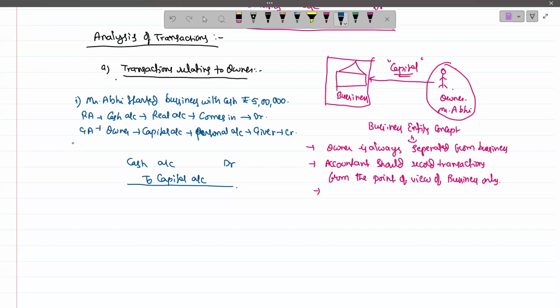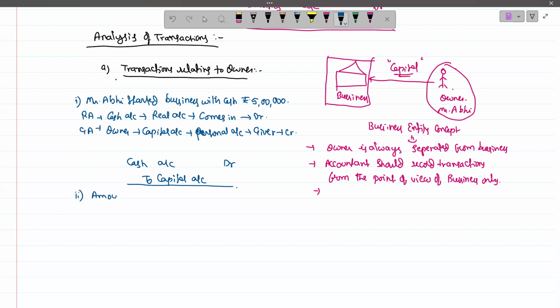So in this transaction, no giving aspect is there. Then who is the giver? The owner. The owner is represented with the word capital account. So capital account is a personal account, and as per the rule of personal account, the receiver account is debited and the giver account is credited. Here the owner is the giver, so his account is credited. So the entry is cash account debited to capital account.